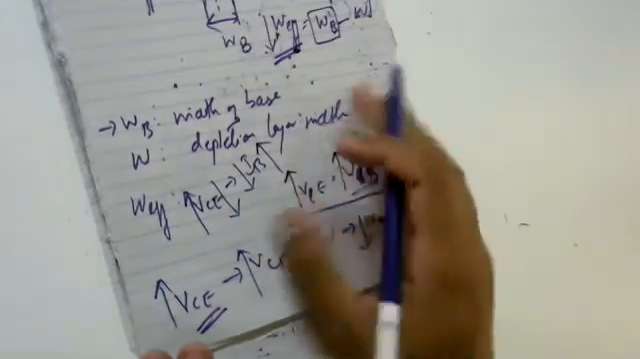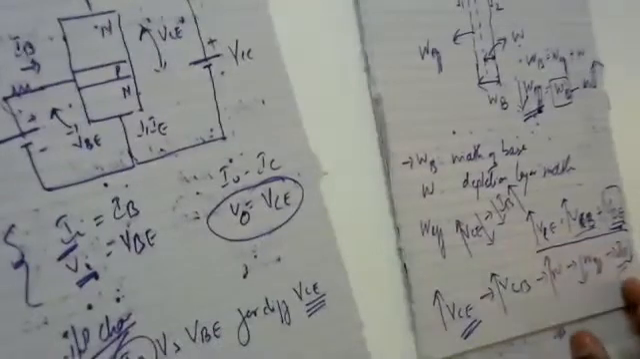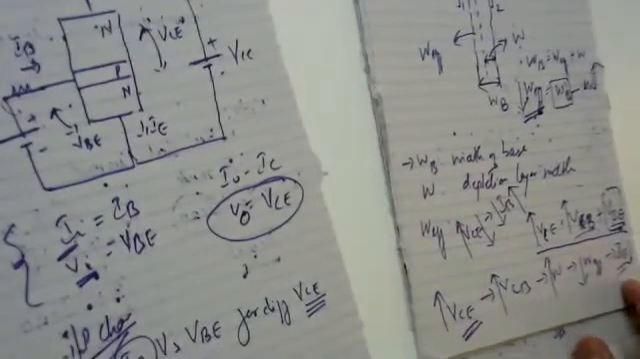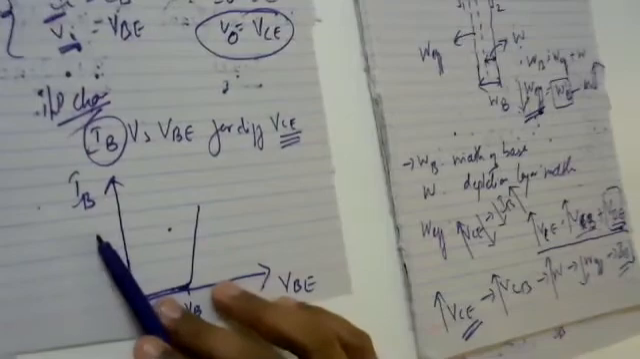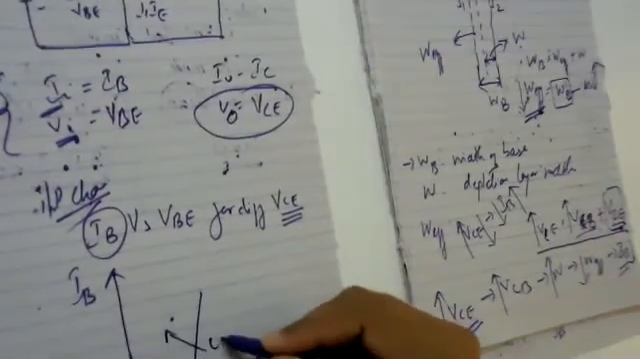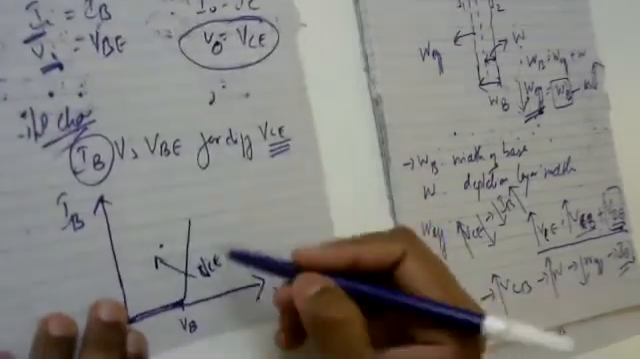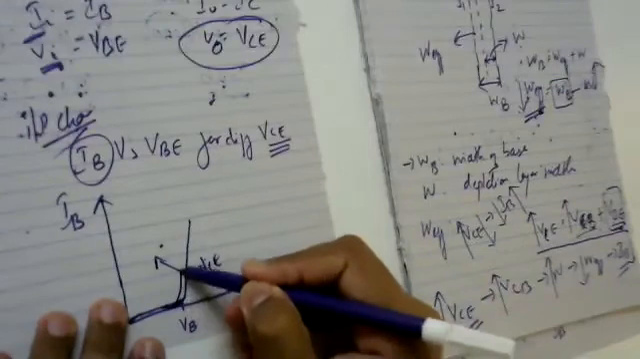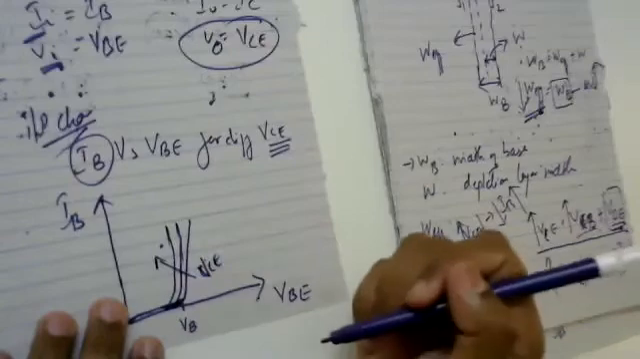So this is how I'm going to use it. Now, in case of your response, what I'm going to do over here is, in this response of your VBE versus your IB, I'm going to decrease this VCE voltage. Here I'm going to decrease your VCE voltage. That is, I'm defining the response for decreased value of VCE.